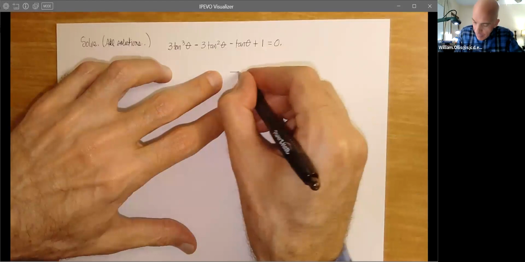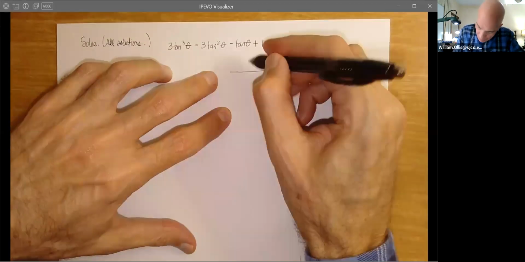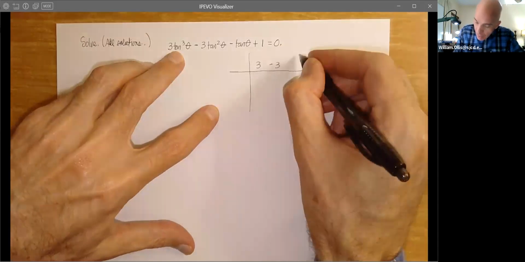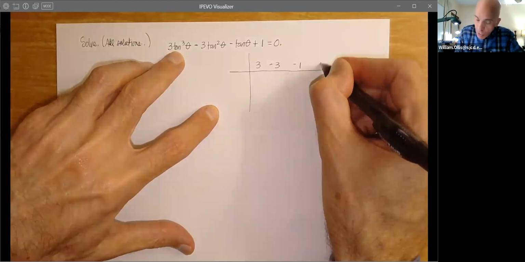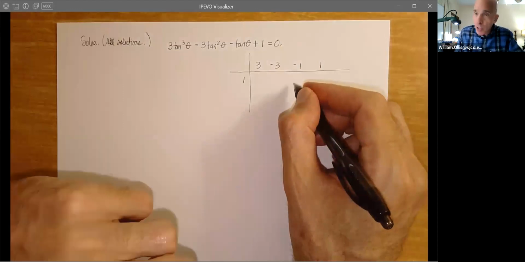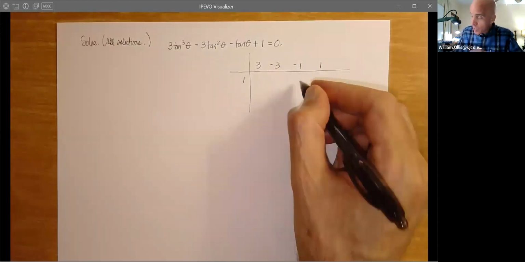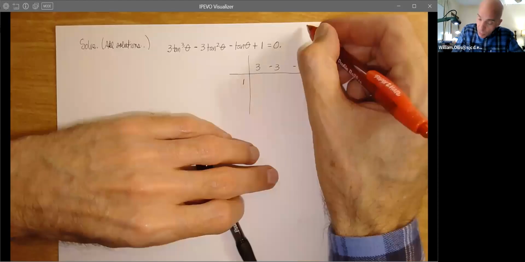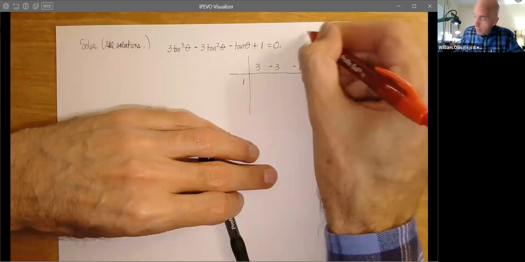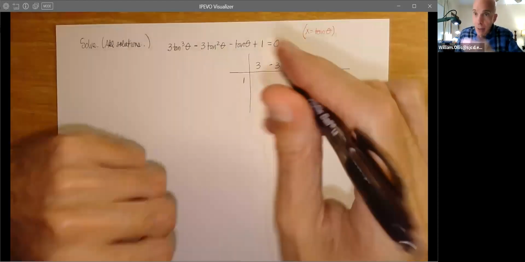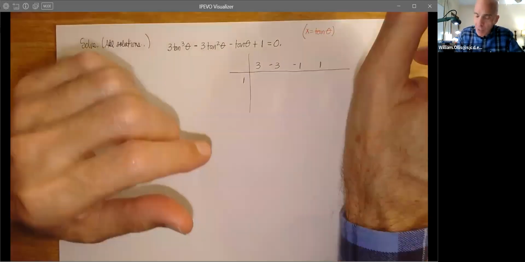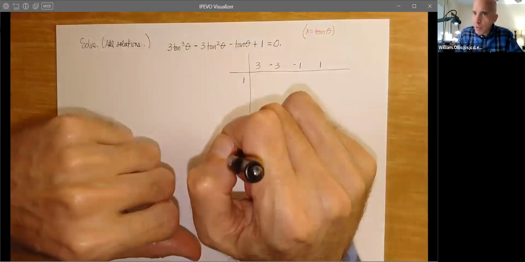So here, we'll just write these: 3, -3, -1, and a 1. And then, of course, we figure that we've got a 1 here because we're just basically replacing tangent theta with x. So you can actually think of this as a polynomial in x. So we think of x equal tangent theta, so to speak. We're thinking of that to bring this back to the level of polynomials, which we've been doing all along, but we haven't used this theorem yet. We factored in different ways.